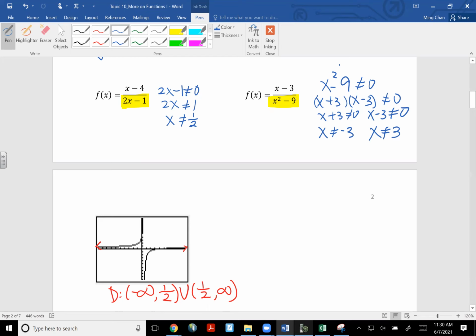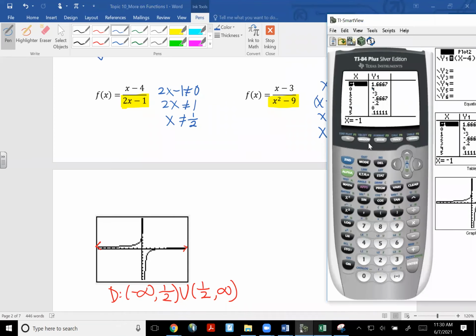I'm gonna graph it. So I got 2 restrictions on the domain. All right, parenthesis x minus 3, close parenthesis, divided by, I'm gonna put these 2 terms in a separate parenthesis, x squared minus 9. Okay, that's all it shows.